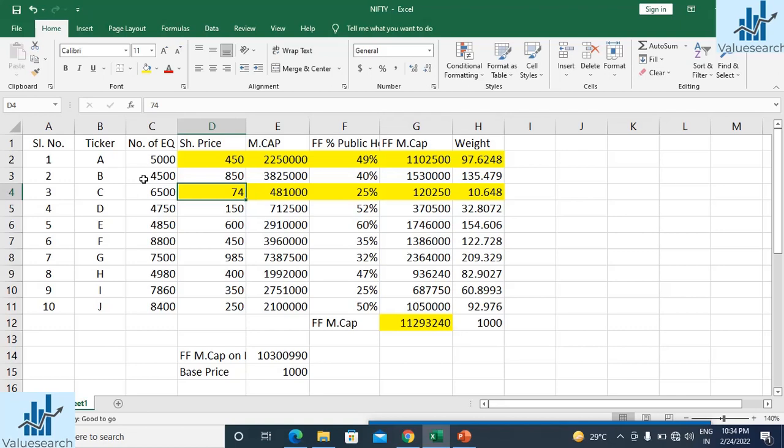Let's say after 1 year it has become 500 rupees. Now when I press enter, just look at this weight, look at this free float market capitalization of this particular company C and the total free float market capitalization of the index. See how it has changed. So if you just calculate now what could be the price today, you can calculate it very easily.